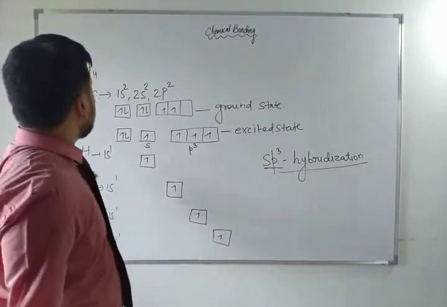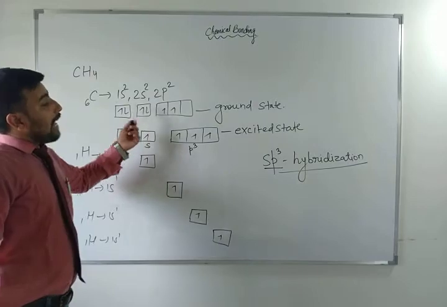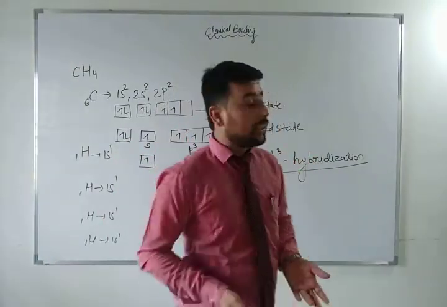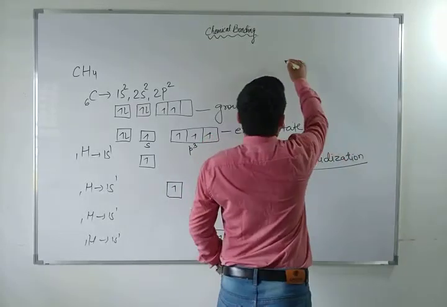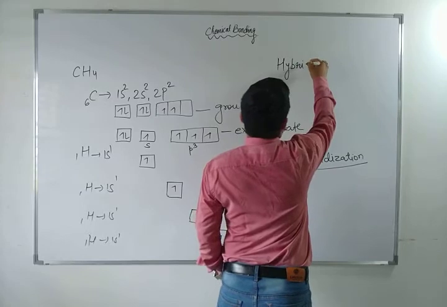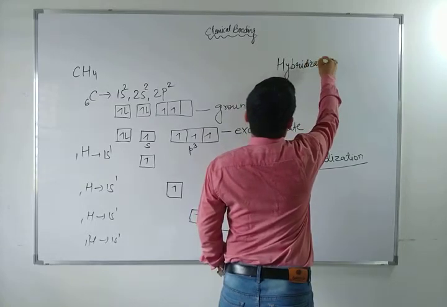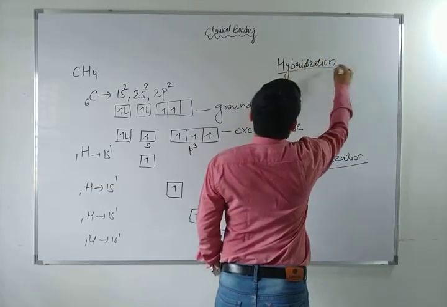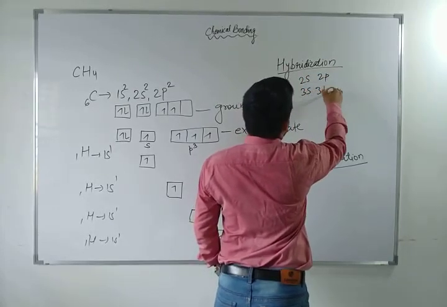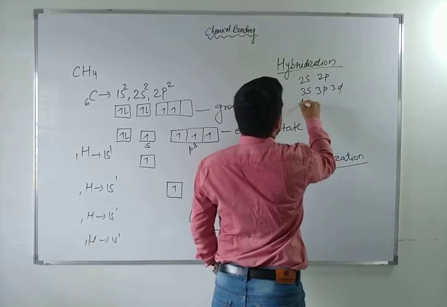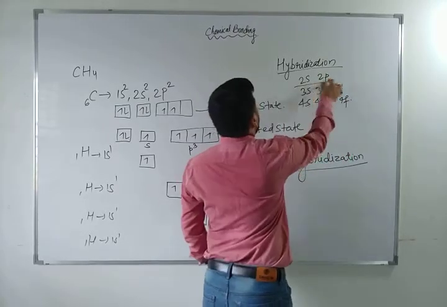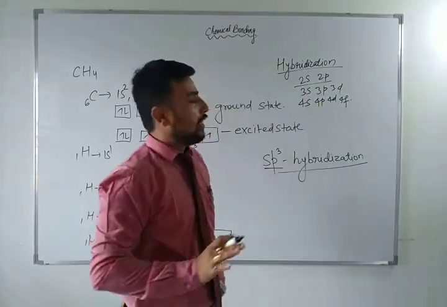Here you can see s orbitals, sp, sp2 or sp3, because hybridization starts from the second orbit. In the second orbit 2s and 2p are there, in the third orbit 3s, 3p, 3d are there, and in the fourth orbit 4s, 4p, 4d, 4f are there. Generally we have to study the s and p hybridization.